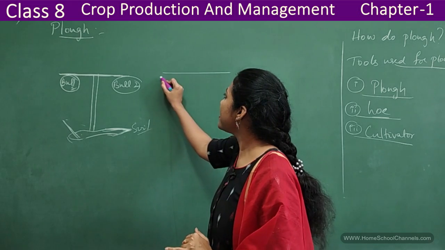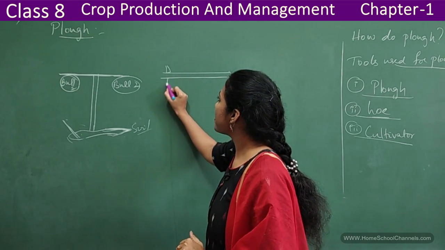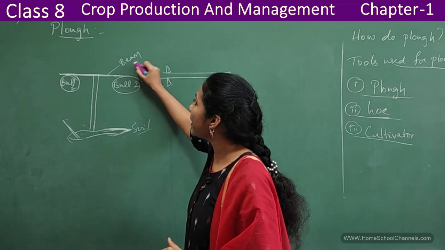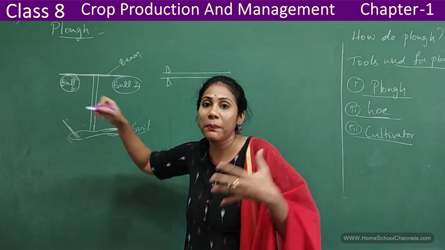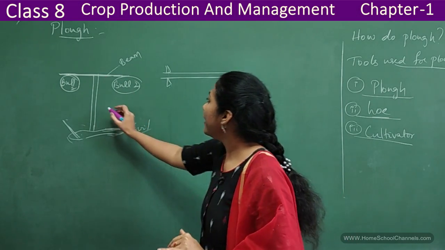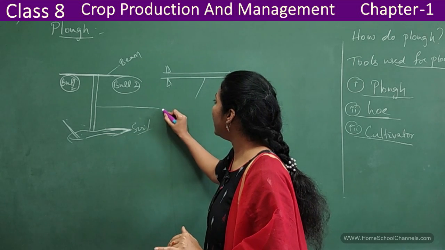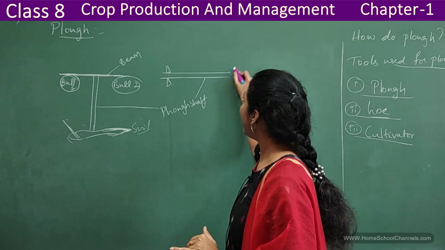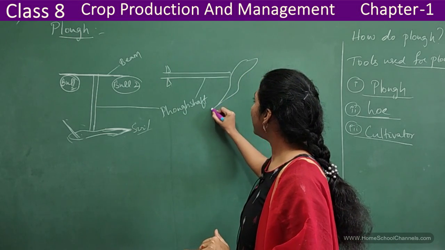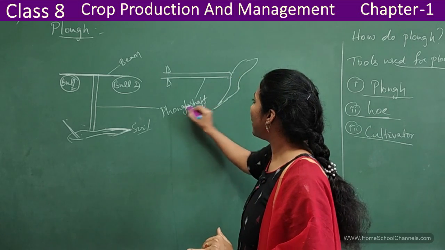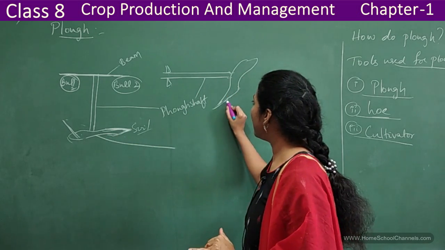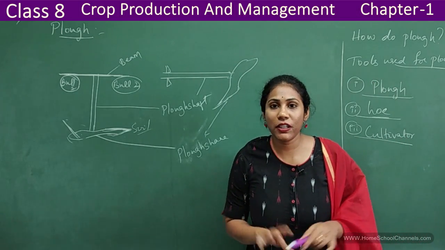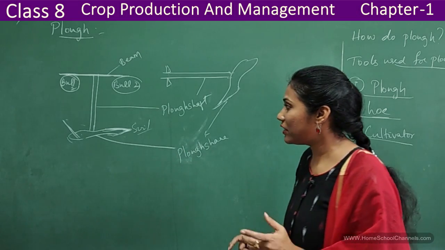If I have to draw its diagram neatly, this is called a beam, which is carried by two bulls. It will be kept on the necks of two bulls, right? And this is called the plow shaft. And there would be a triangular rod that is fixed on this plow shaft, and this is what I'm talking about. This is called the plowshare, and you will understand this better when I show the visual also, don't worry. So this is how the plow actually looks like.